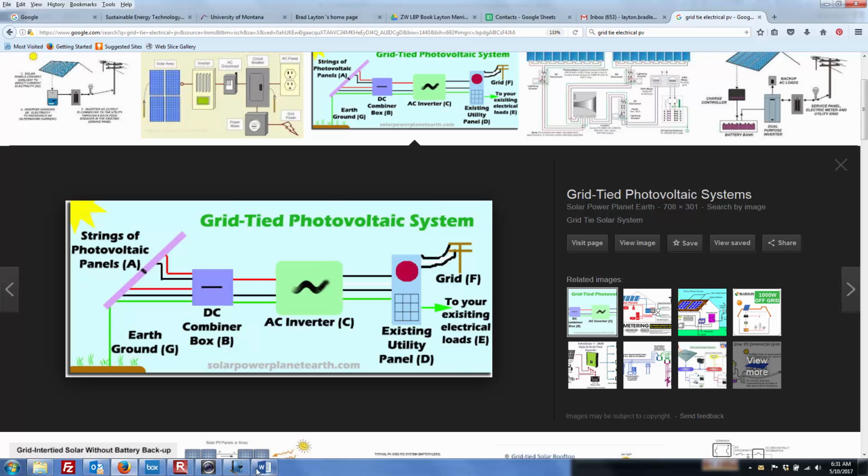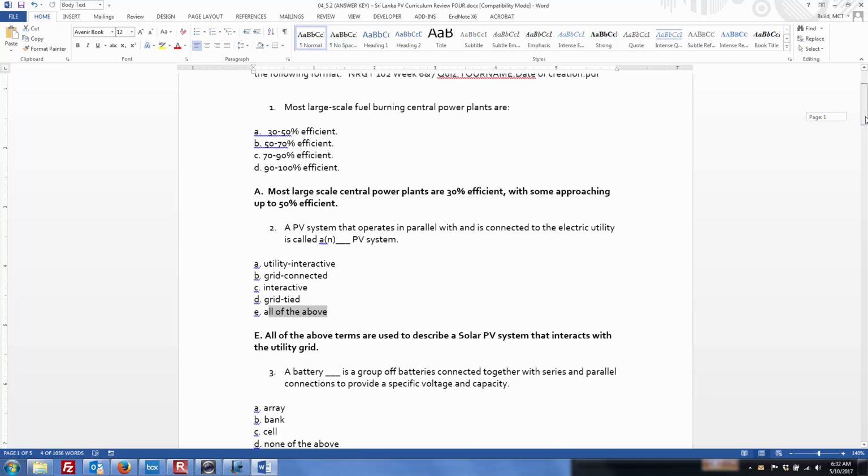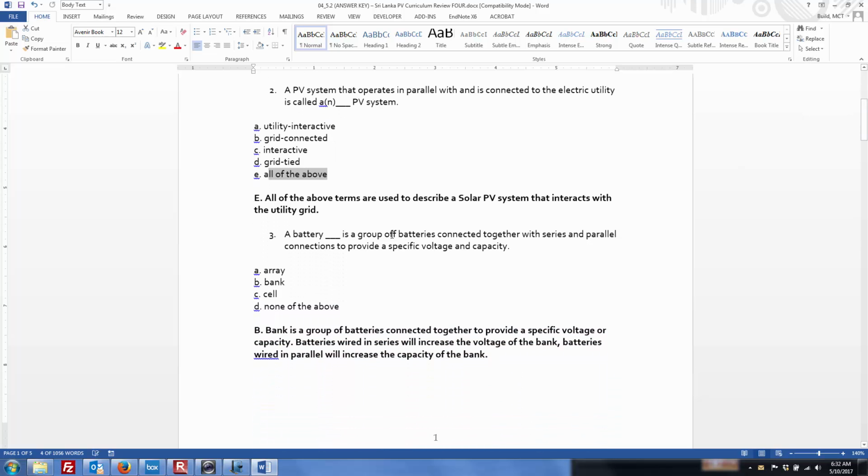So the answer we're looking for, this is mainly just language: utility interactive, meaning that your PV system is working with the utility or with the grid. It's also grid connected, it's interactive, and it's grid tied. So the answer there is all of the above. Okay, next question. A group of batteries connected together with series and parallel connections to provide a specific voltage and capacity. The answer here is a battery bank.